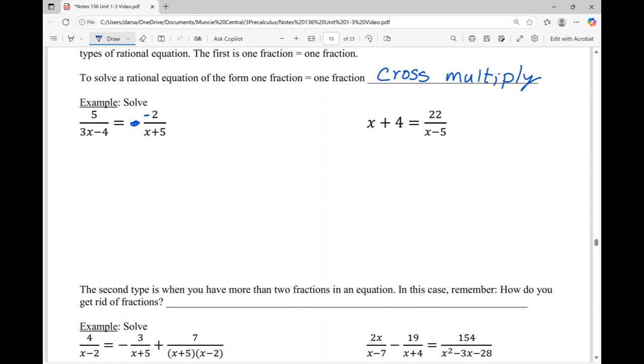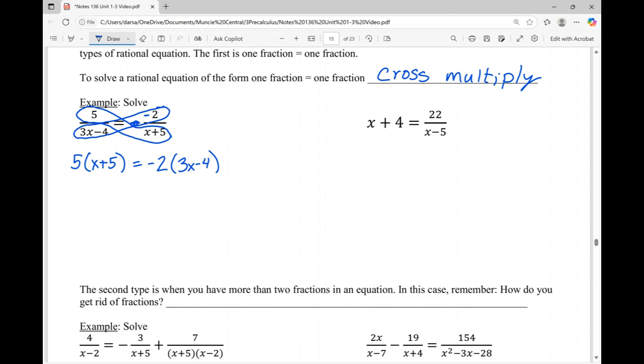You still have a negative fraction. We're just deciding where that minus goes. Now that we've made that decision, we're going to cross multiply, meaning the denominator of the right is going to multiply by the numerator of the left. So 5 times x plus 5. Then we're going to do the second diagonal. The numerator of the right will multiply by the denominator of the left. And that will be on the other side of the equal sign. So -2 times 3x minus 4.